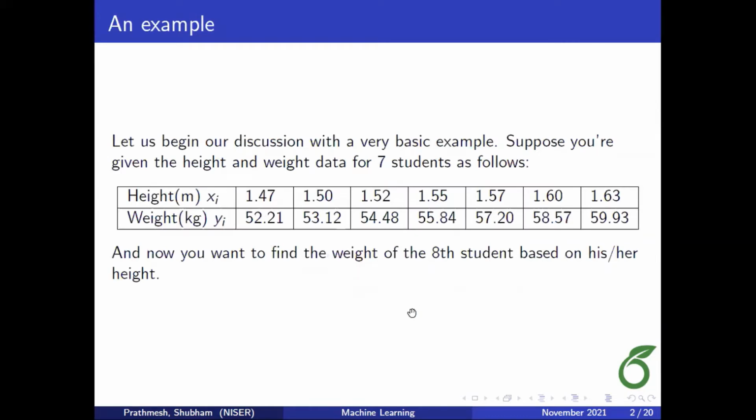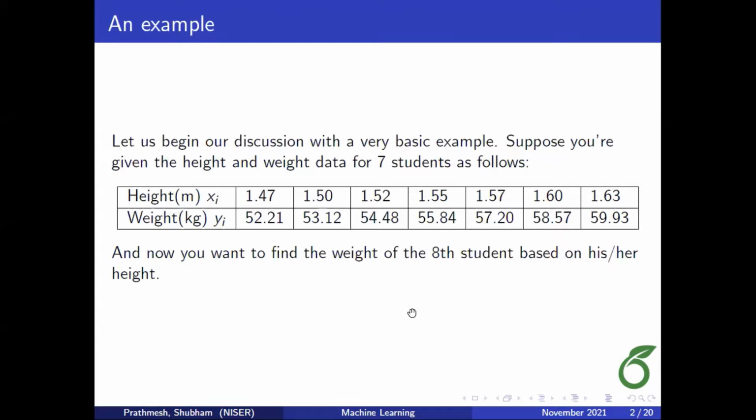Before trying to understand what linear regression and gradient descent are, let us first take a very simple example. Let's say we have the height and weight data for 7 students, as can be seen on the screen. Now we want to find the weight of the 8th student based on his or her height. So how will we do this? One natural way would be, if I can somehow find a relationship between the height and weight parameters, then using that relationship, I can predict, or at least make a guess at, the weight of the student based on his or her height.